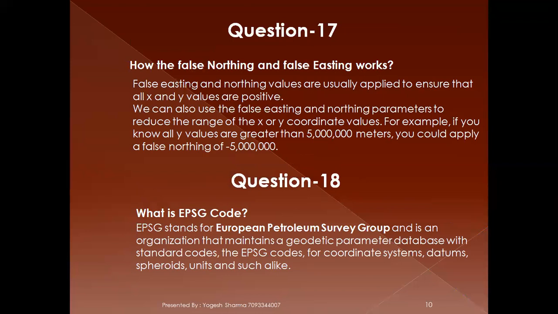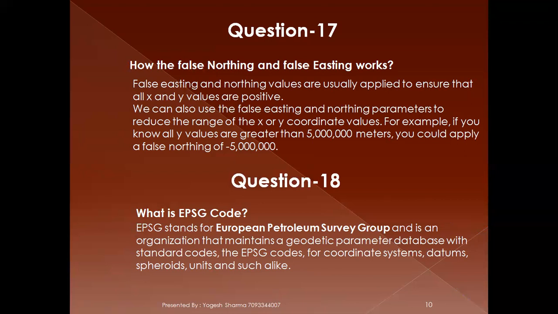How do the false northing and false easting work? False easting and northing values are usually applied to ensure that all x and y values are positive. We can also use the false easting and northing parameters to reduce the range of the x and y coordinate values. The meaning of this one is, for example, I have some coordinates.